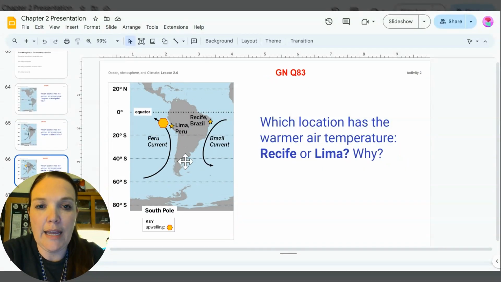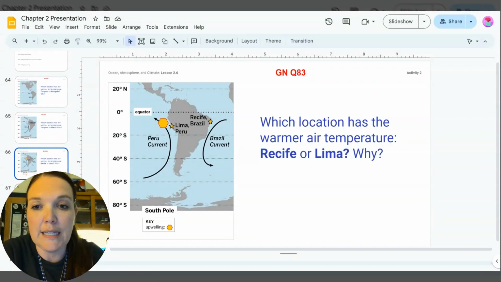Okay, now looking at guided notes question 83. Which location has a warmer air temperature, Recife or Lima? And tell me why. So if you notice, here's Lima on the left coast and Recife on the right. So we have the Peru current going up there by that west coast, and then we have the Brazil current going from the equator on the east coast of South America. So looking at that, make sure you pay attention and you tell me, guided notes question 83, which location has a warmer air temperature and why. You should be using complete sentences to answer these questions.